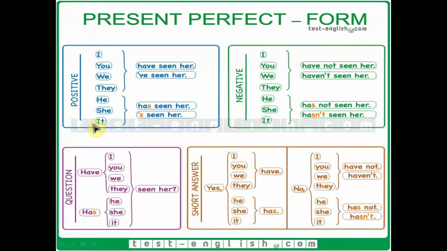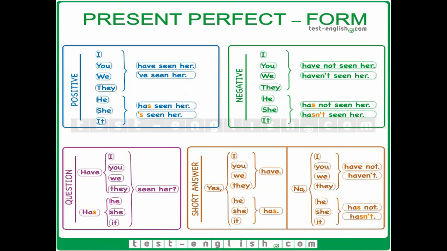We have to start firstly with the subject of the sentence, which may be a proper noun or a pronoun, like I, you, he, she, and so on. Then I have to put an auxiliary verb, which is the verb to have or has. Then I have to put the past participle form of the verb. So the main verb here is the past participle verb.